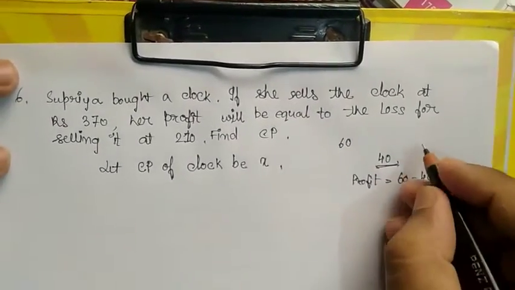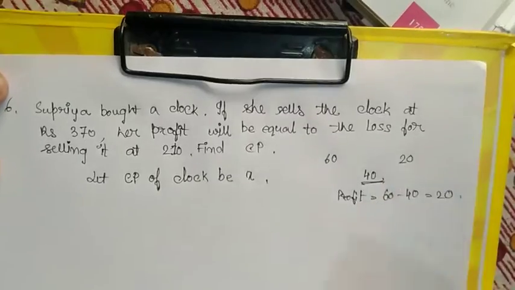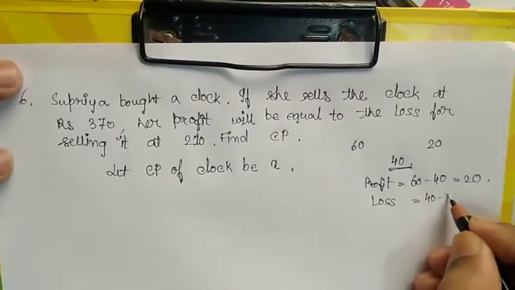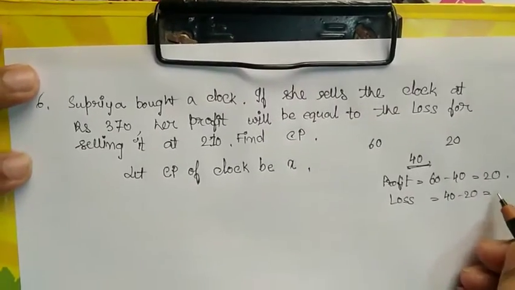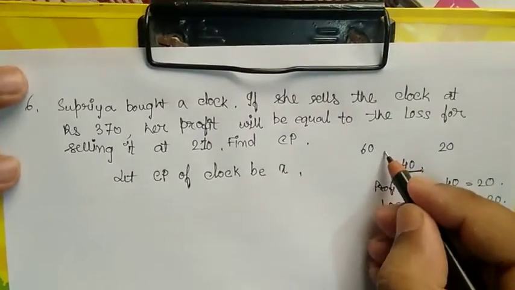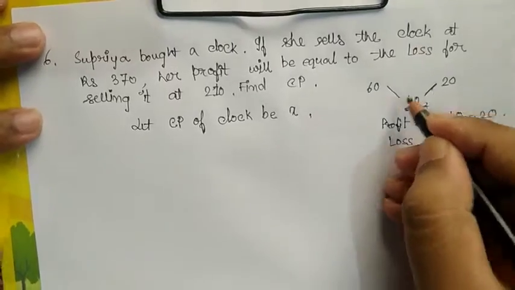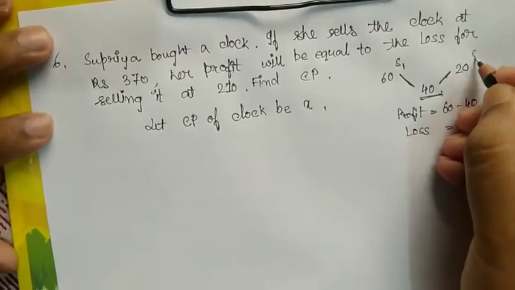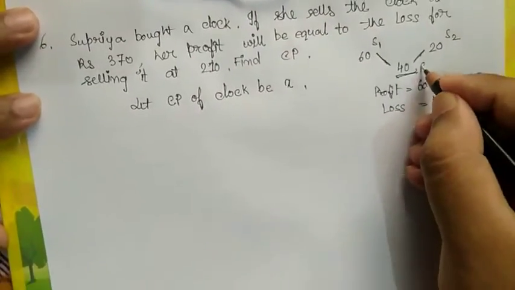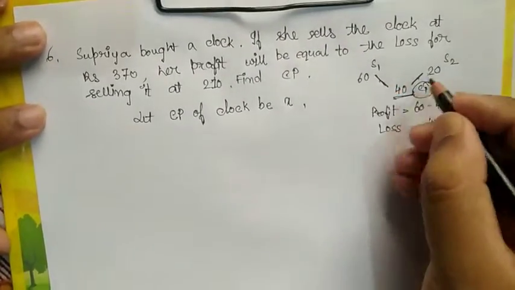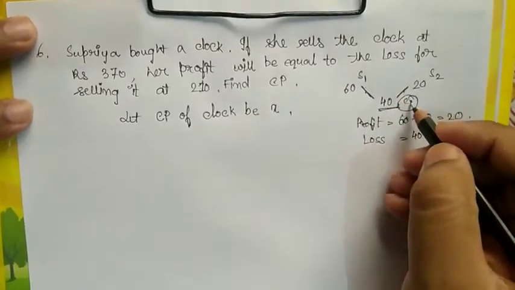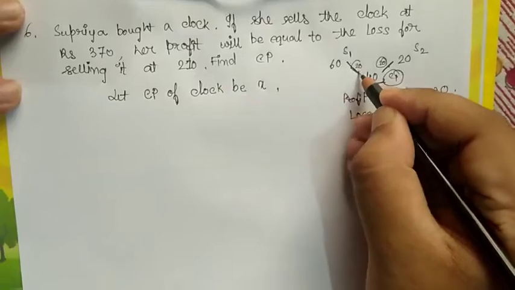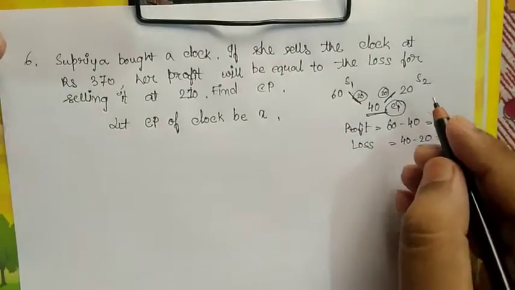And if we want to sell it at rupees 20, therefore loss equal to 40 minus 20 equal to 20. So you see, this is the selling price 1, this is the selling price 2, and this is the CP. Both times the difference between selling price and CP is 20. One is plus and one is minus. One is positive and one is negative.